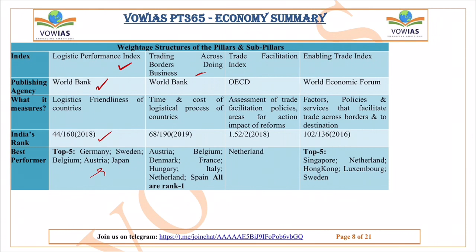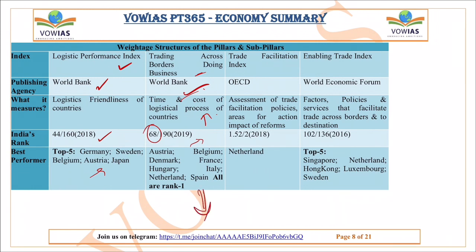Second one, Trading Across Borders, part of Doing Business. This report is also released by the World Bank, and what it measures is the time and cost of the logistic process of the countries, how fast logistics can move in the country. That is the main thing. In this, India ranks 68 out of 190 countries. The first rank is shared by Australia, Belgium, Denmark, France, Hungary, Italy, Netherlands, and Spain.